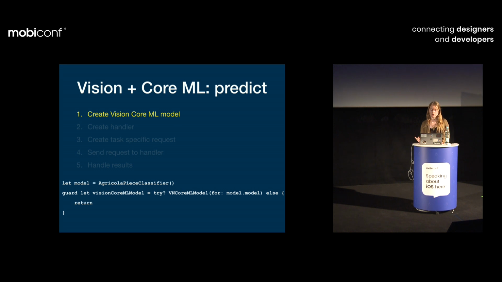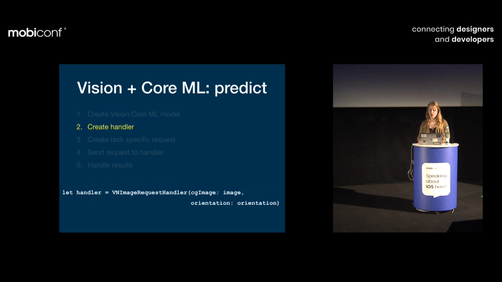So the first thing you're going to do is create this Vision CoreML model. So first you create this model that's for CoreML, and it's going to be called AgricolaPieceClassifier in our case, and this is just the Swift file that was generated from the ML model that we got from CreateML. So it was auto-generated for us. Next, we're going to create the VNCoreMLModel and pass in that CoreML model's model property.